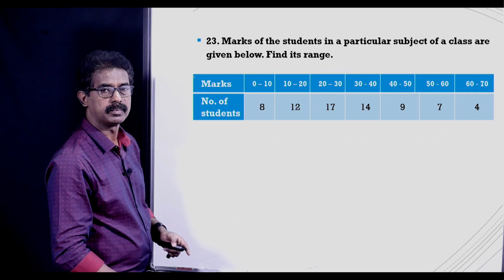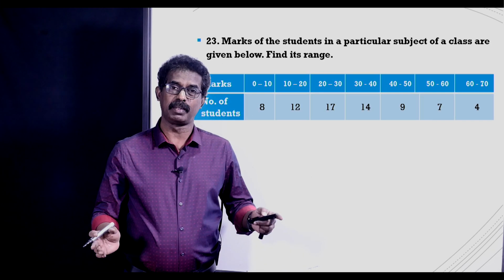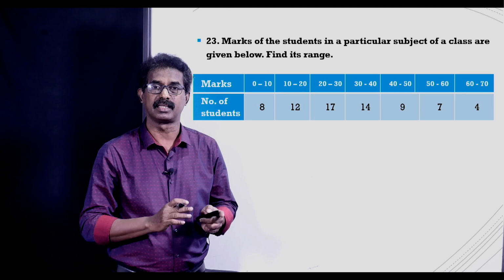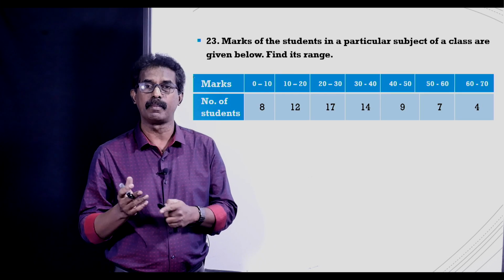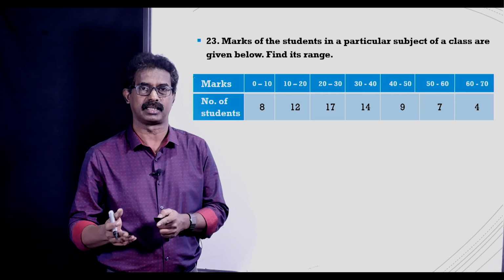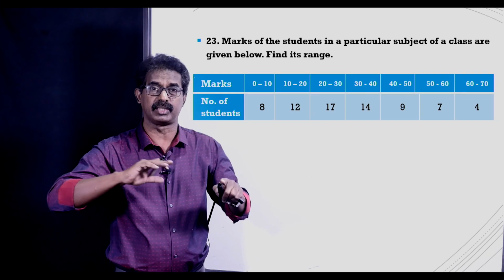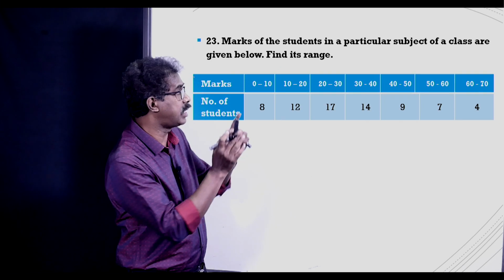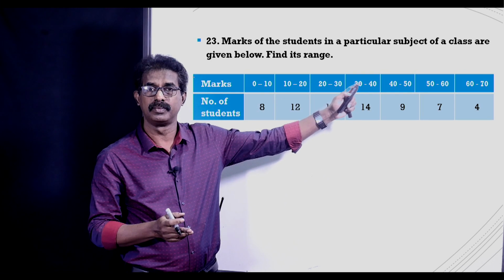Look at this question. It's a good question. Find the range. Very simple thing, right? Normally we know range means L minus S, largest value minus smallest value. Coefficient of range is L minus S by L plus S, right? But in this question they give some data, some values, and you find out which is larger and which is smaller, right? But if they give some tabular column like this, some class intervals are given.